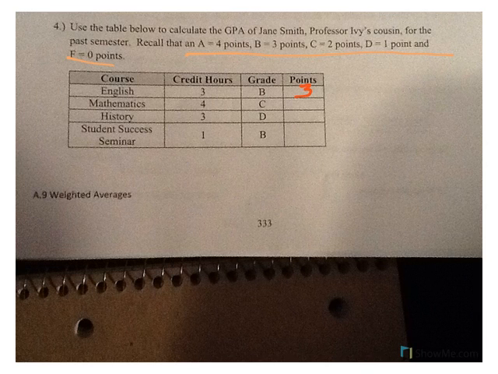So if you got a B, you earned 3 points. A C is 2, a D is 1, and a B is 3. With those points, then we use what Becky calls quality points. So credit hours times the points.